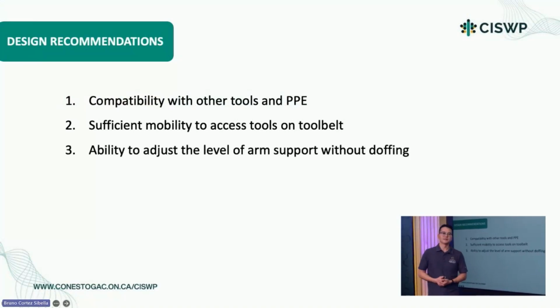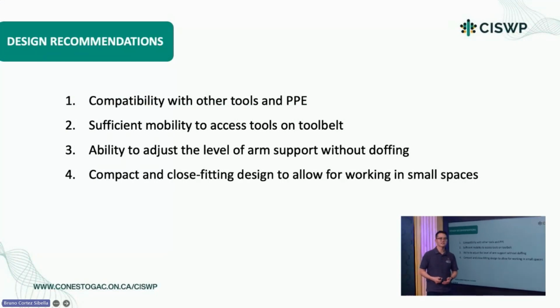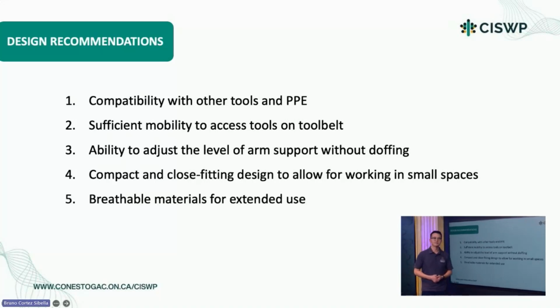They also wanted the ability to adjust the level of arm support without taking off the exo. And as I mentioned earlier, some participants found the exo to interfere with non-overhead work. And so they wanted to be able to adjust the level of arm support or turn it off completely without needing to take it off. Fourth, it should also be compact and close-fitting to allow for working in small spaces. Fifth, the material should be breathable for extended use.